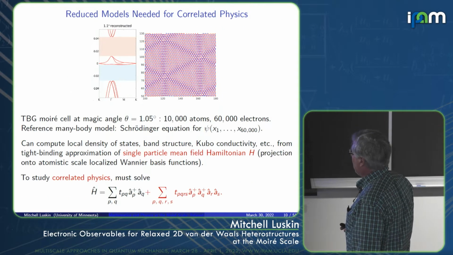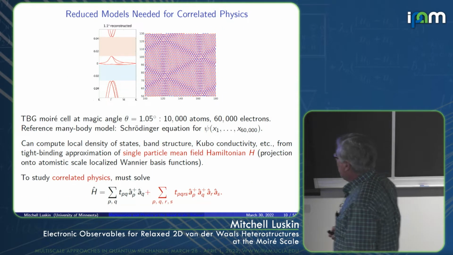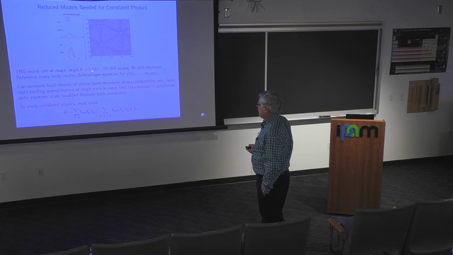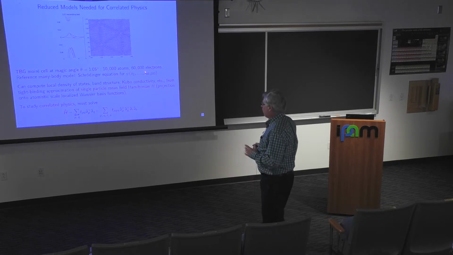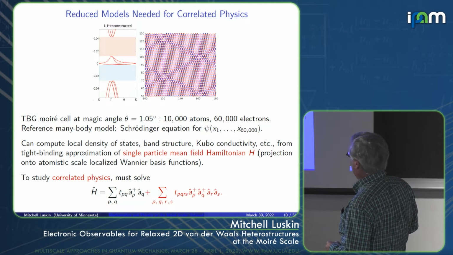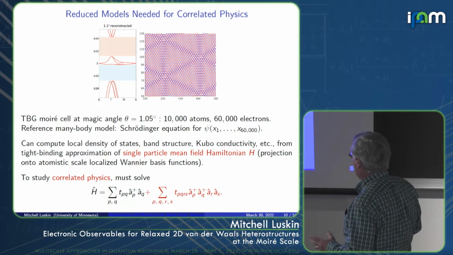Okay, so I'm mainly going to talk about tight binding models. Let's remember that at 1 degree, you've got about 10,000 atoms in your unit cell, 60,000 electrons. Whether you could do anything ab initio with this, I think we have people saying they can do big problems, and let's be discussing that.